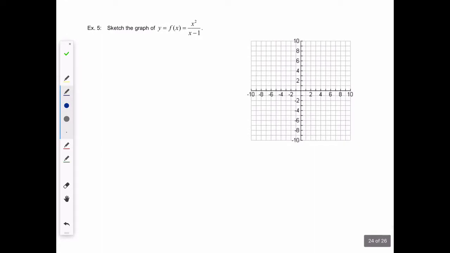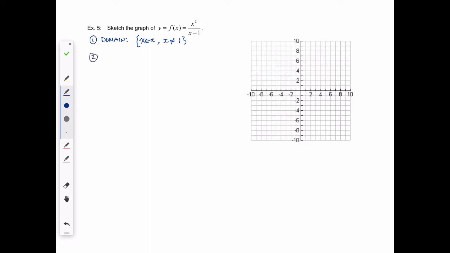Example number 5 again. Okay, I'll try not to miss any steps this time. So the first thing I'm going to do is talk about domain. In this case, x could be any real number, but x could not equal 1. I really don't care about the range right now. Once I do the graph, I can actually see what the range looks like. But in this case, it'll be everything except for the oblique asymptote, so I'm not too worried about that.